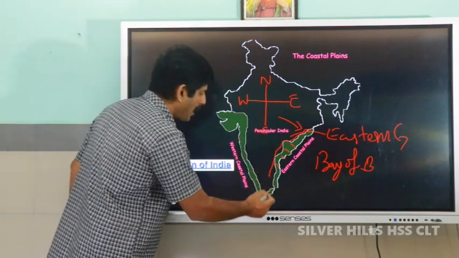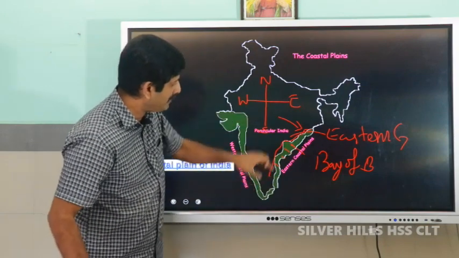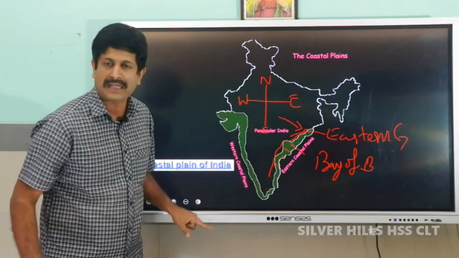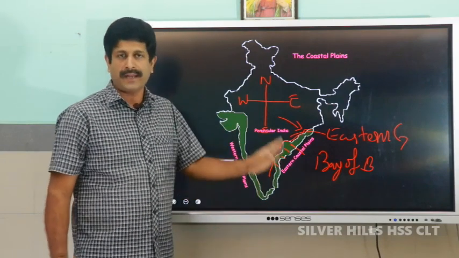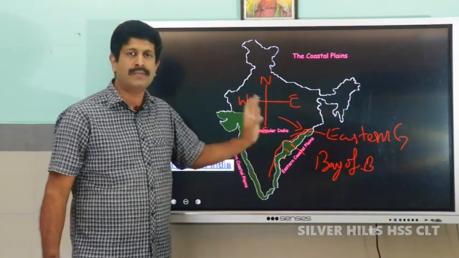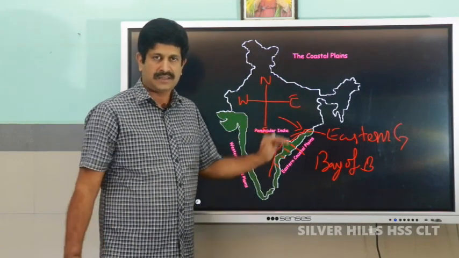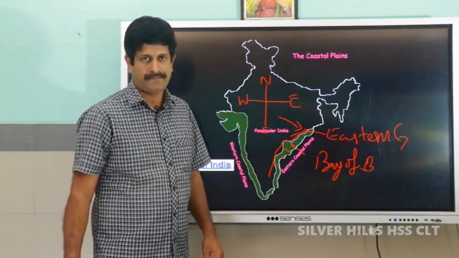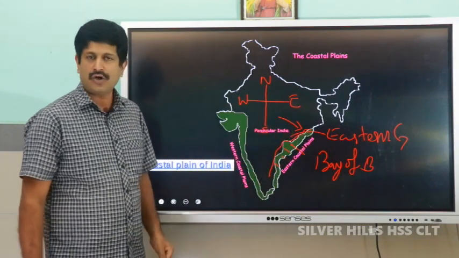It has been broadly divided into two. One we call the Tamil Nadu coast or Coromandel coast. The second one is the North Circars coast.